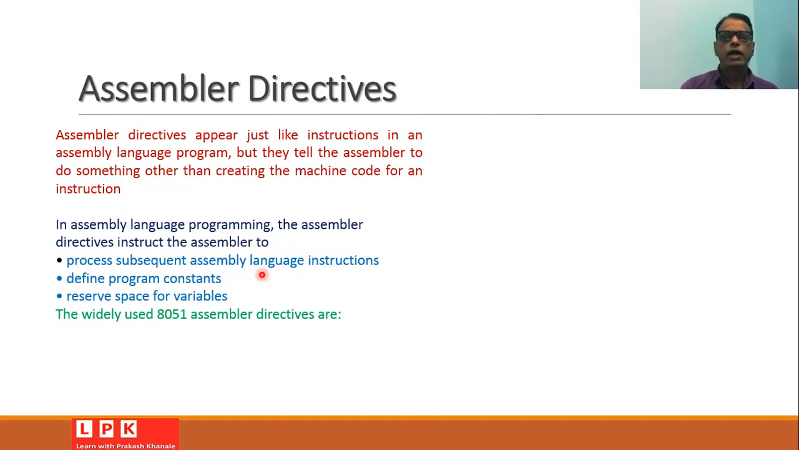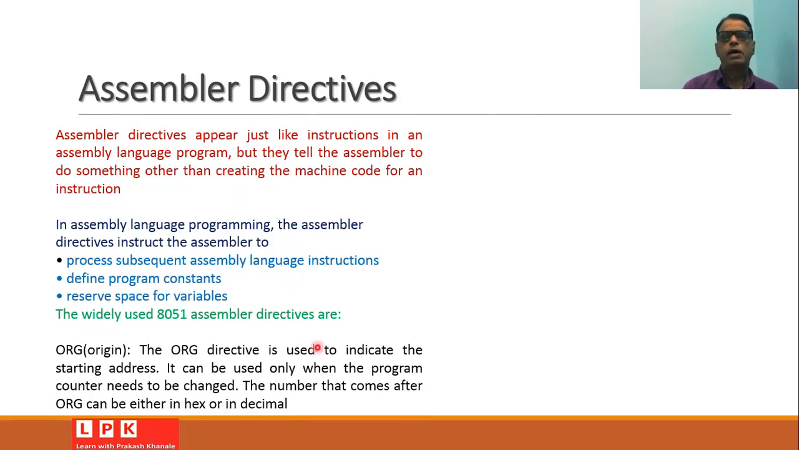There are certain widely used assembler directives for the microcontroller unit 8051, and one of them is ORG, or origin. This ORG directive is used to indicate the starting address. It is used only when the program counter needs to be changed. So whenever you want to change the content of the program counter, the starting address, then you can make use of this directive. For example, when we write ORG 2000H, it will set the program counter to the memory location 2000.